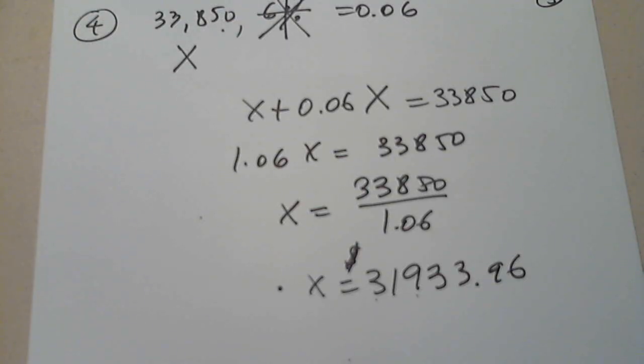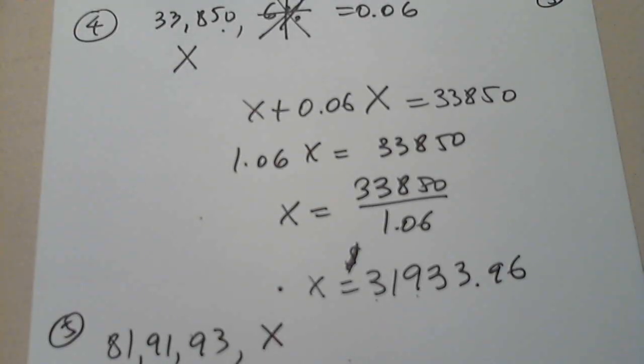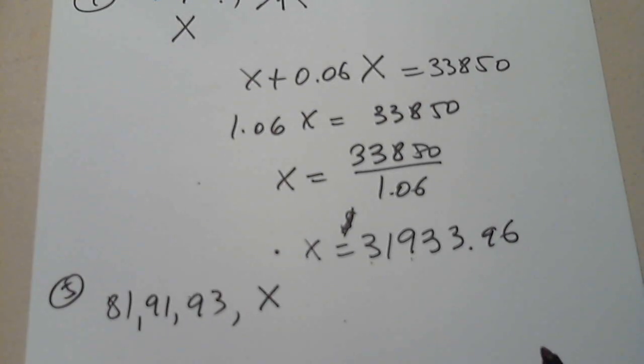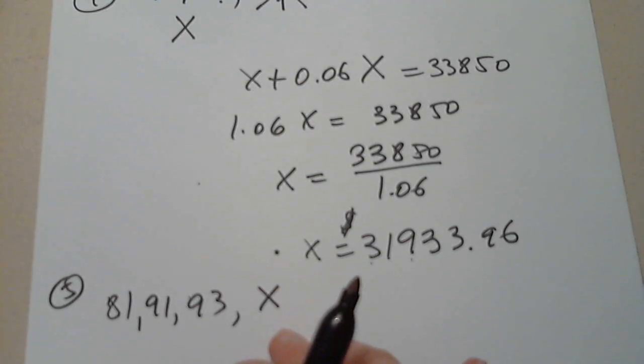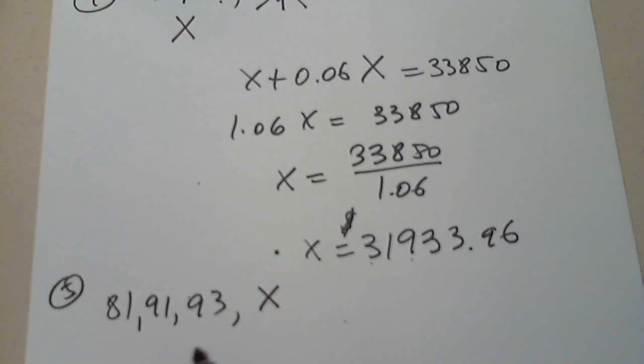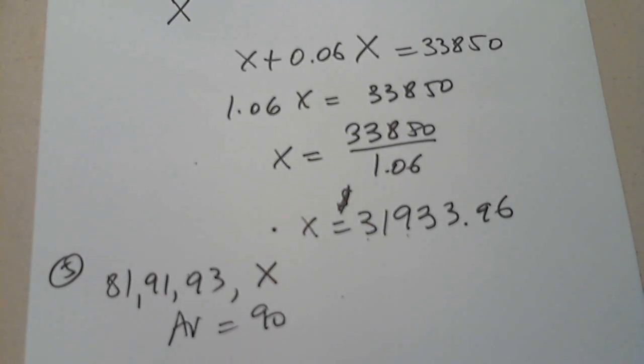Mira's test average is based on 4 exams. So she has the scores of 81, 91, 93, sorry about that, and a 4th test. And we don't know what grade she needs on the 4th exam for the average to be 90. Write an equation that models the problem and then solve it.